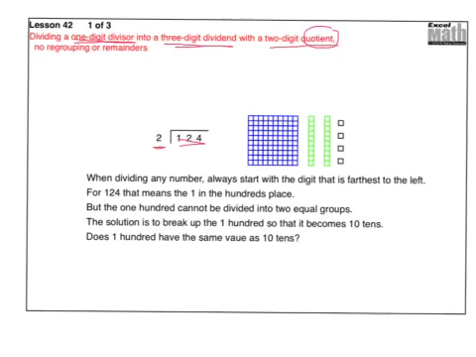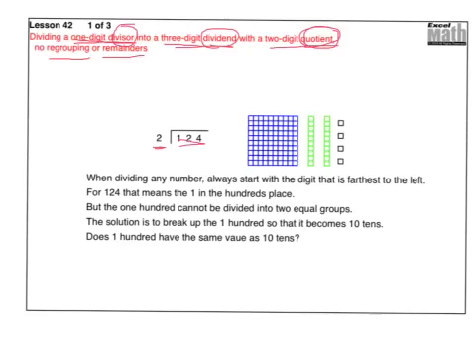You need to know this vocabulary. You need to know the word divisor, which is what we're dividing by, a dividend, which is the number that we start with in a division problem, and the quotient, which is the answer. And it says that there's no regrouping or remainders. You'll see what that means as we go through this problem.